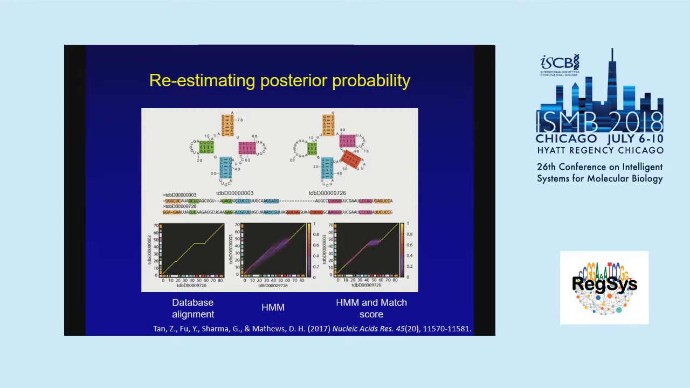This heat map shows the alignment probability obtained only by the hidden Markov model. A light color means high alignment probability, and a darker color means low probability. We can see that although the 3 prime end is perfectly aligned, it's hard to tell where the insertion is. But by combining the match score and the hidden Markov model, it correctly predicts the insertion and also the two helices before it.